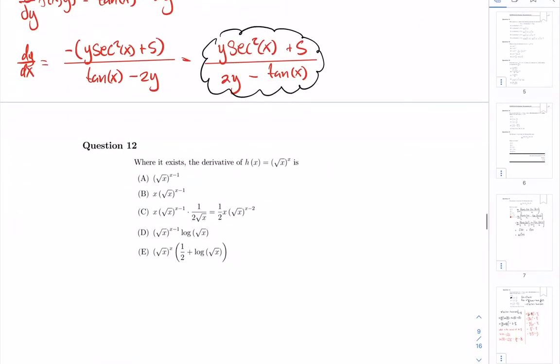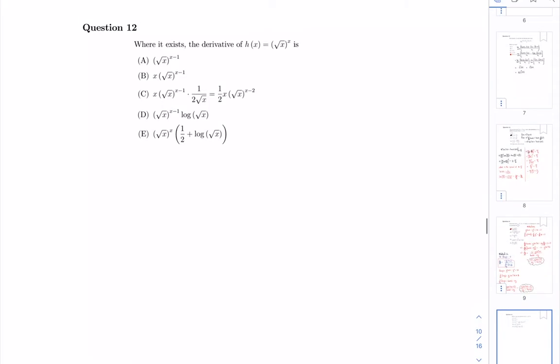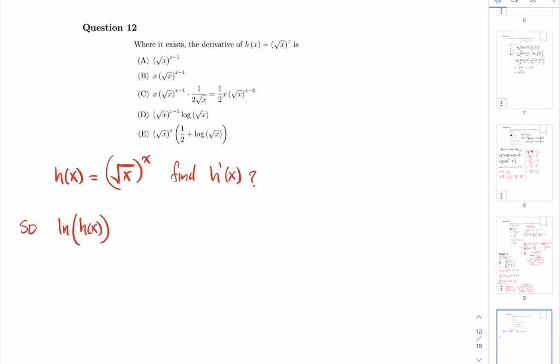moving right along. We're now looking at question number 12. Here we have h of x equals the square root of x raised to the x power, and we're asked to find h prime of x. So what we're going to do here is take the log of h of x, which is equal to the log of the square root of x raised to the x power.